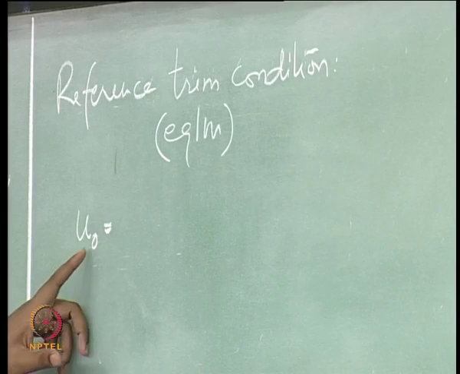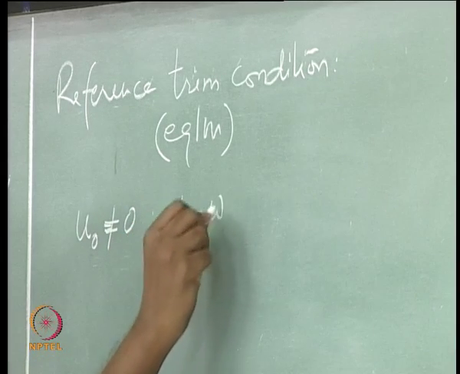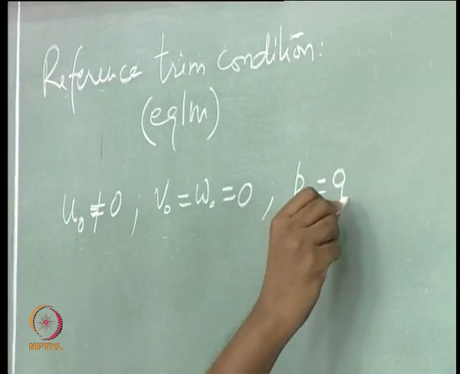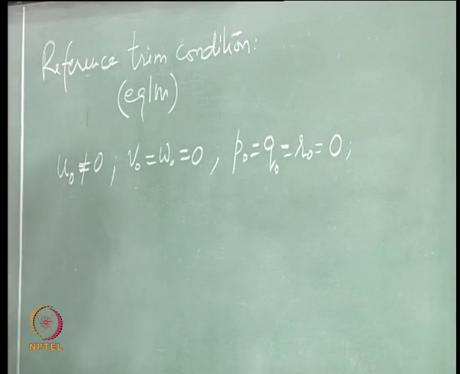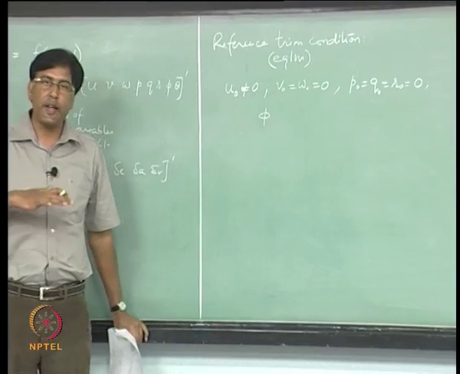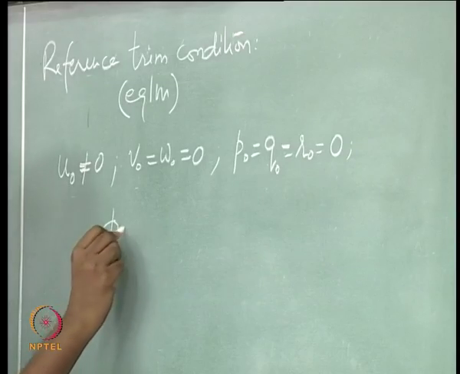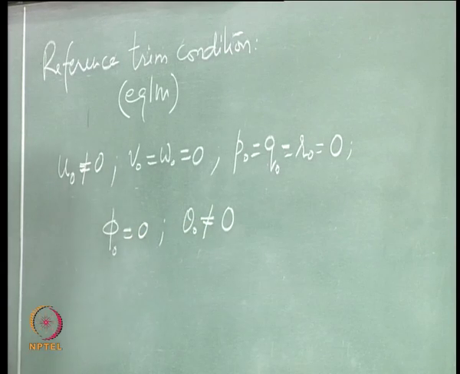And we are denoting our equilibrium condition with the subscript naught. So, u naught is non-zero, other two velocities are 0. Rates are all 0. And it is a longitudinal flying condition. So, the wing bank angle is also 0. Let us say the pitch angle is not 0, so that I am talking about all kind of flying conditions in the longitudinal plane.